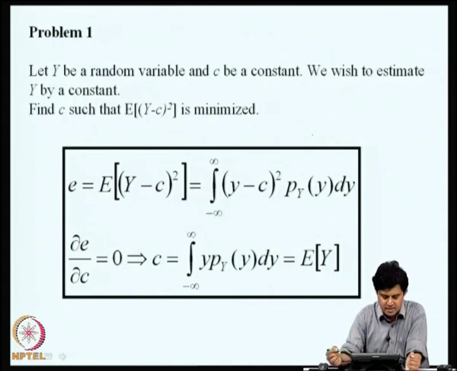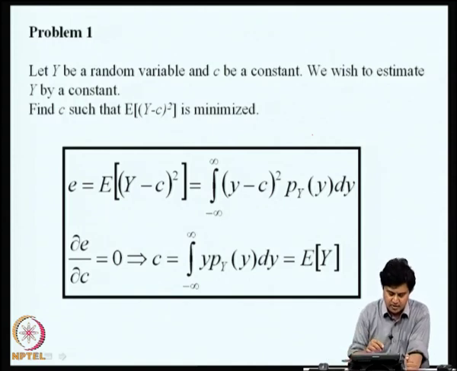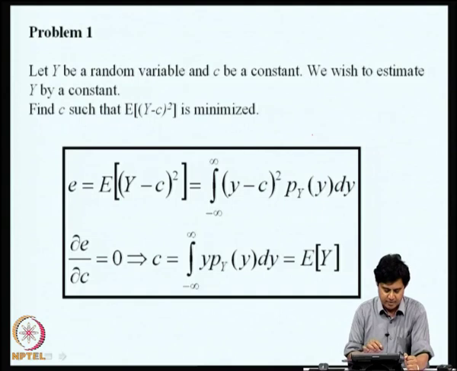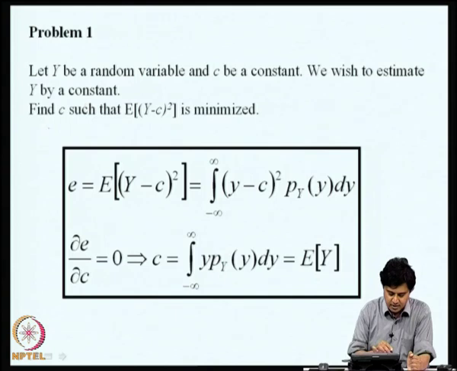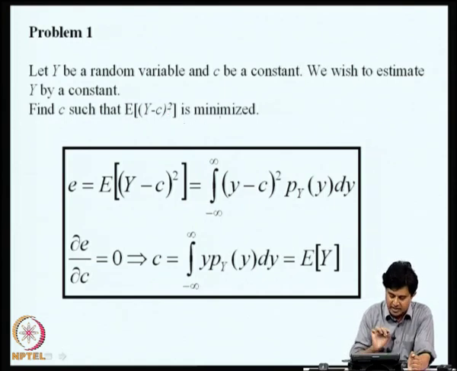So, we will consider some simple problems so that we get an understanding of what is the basic mathematical issue here. So, let y be a random variable and c be a constant. We wish to estimate y by a constant. This constant is what I can afford to observe, but I want to know what is y. Now, the simple thing is we can find c such that the expected value of y minus c, which is the error, squared, so that the signs of the errors are given the same importance, is minimized.